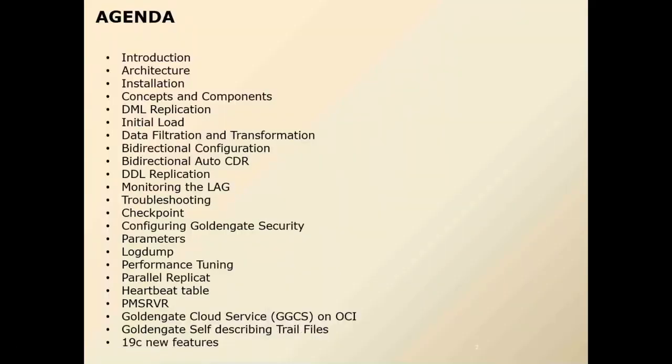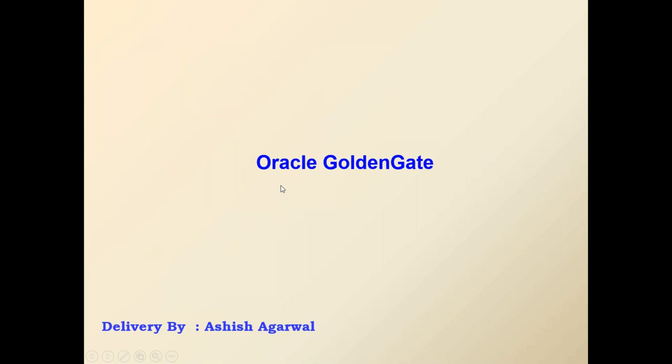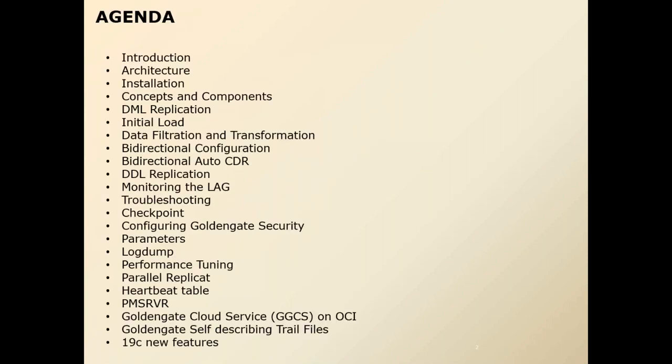This is the 7-week Learning GoldenGate Classic Architecture Training. The agenda of this training includes much more than what we have over here, but this includes at least this. Along with that, a lot of things which we are going to discuss in detail. So introduction to GoldenGate, architecture of Oracle GoldenGate, how to install, what are the things to consider, how to design GoldenGate in your environment, what are different concepts and components available with GoldenGate, how to perform DML replication in GoldenGate, what is initial load and how to do GoldenGate initial load.